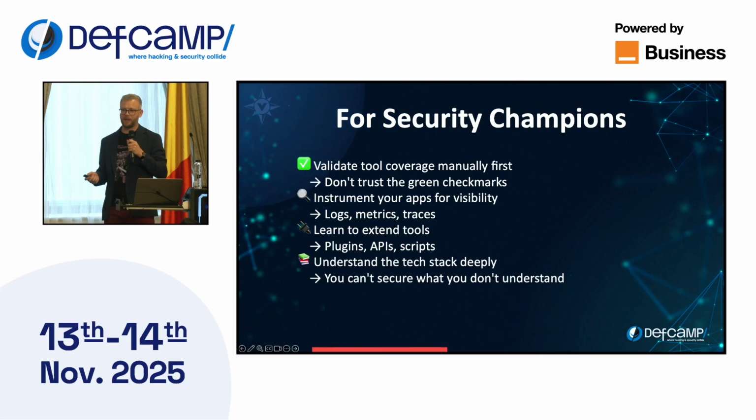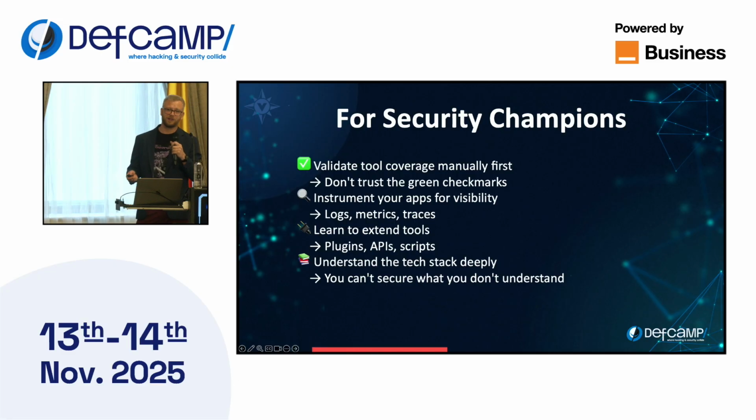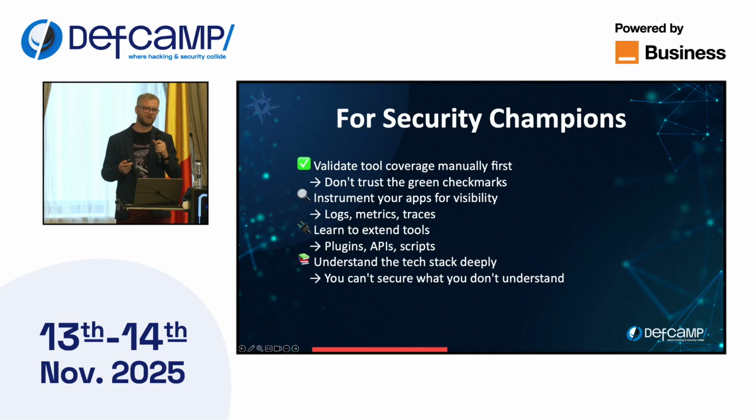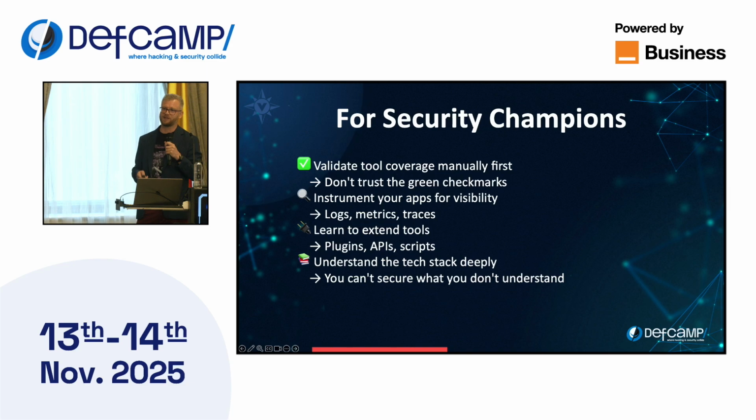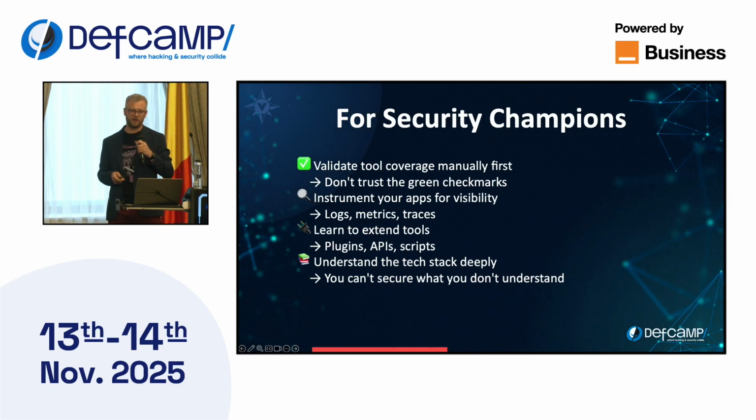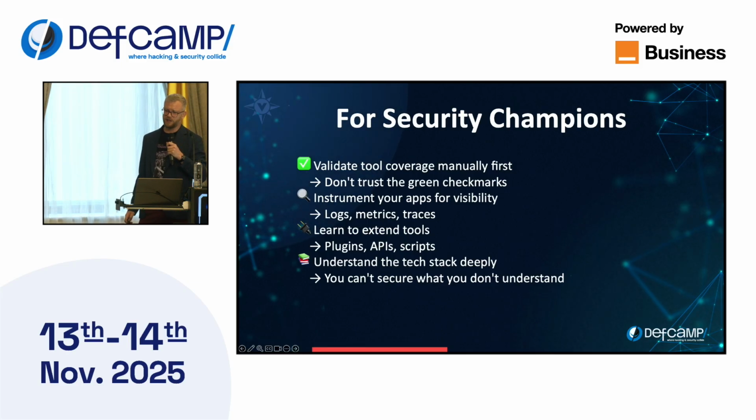If you want to build out Burp Suite extensions, there are already a lot of them, right? You can automate different things. Now you have basically AI as well that can help you understand the documentation. It can create for you the boilerplate and so on and so forth. And yeah, obviously understanding the tech stack deeply, well, you cannot secure what you don't understand, of course.